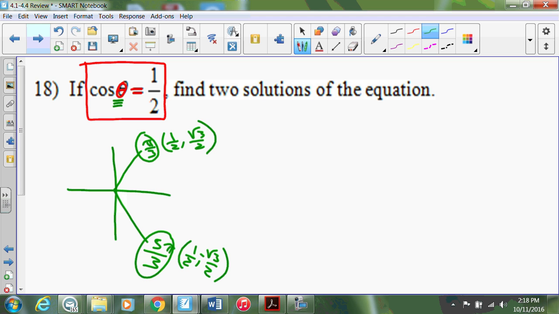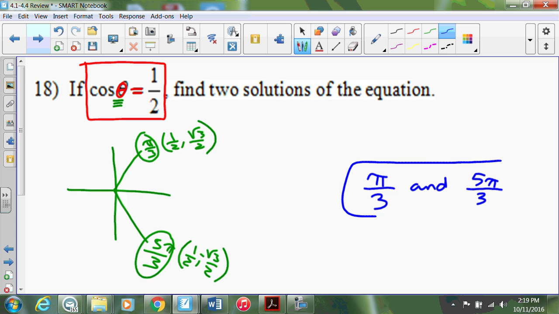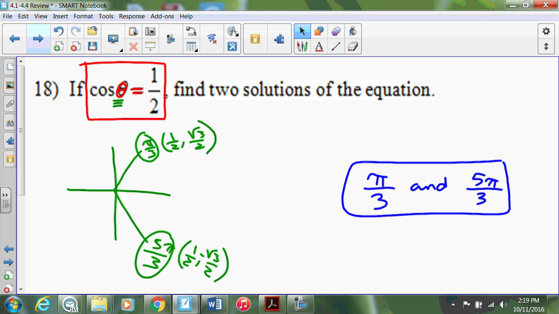Now note, I worked in radians because you just work in radians more as you get into more advanced math. But you could have worked in degrees. It didn't ask you for radians. So instead, you could have put pi over 3 is 60 degrees, and 5 pi over 3 is 300 degrees. You could have put 60 and 300. But they're looking for two angles that have a cosine equal to 1/2.